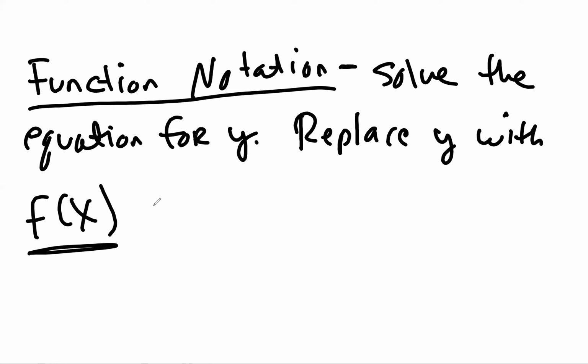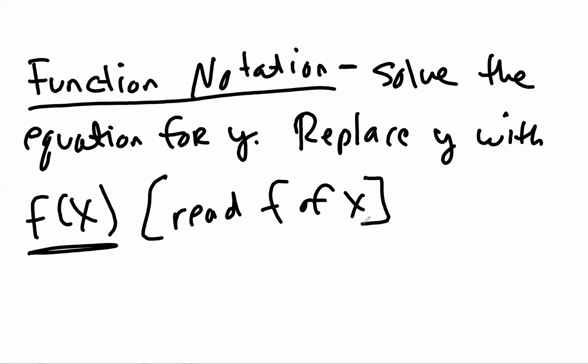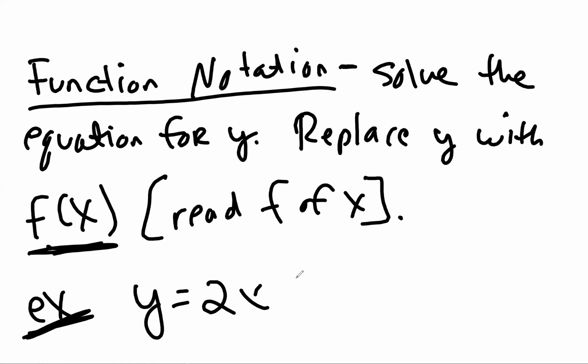F of x. I'm just going to put here that this is read "f of x," in case anyone's not sure. And then we're done. We're going to replace y with f of x, and then bam, we have a function. That's it. So a really quick, easy example is if I gave you y equals 2x minus 3.